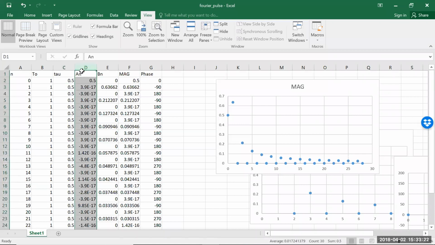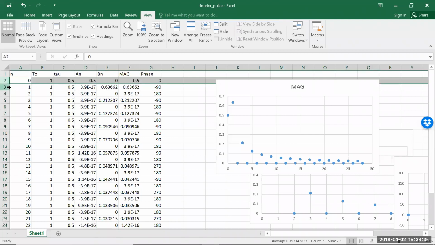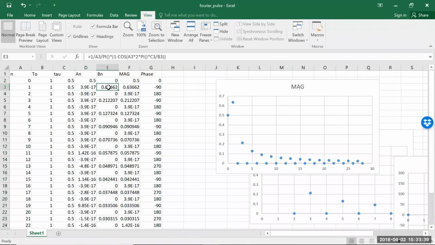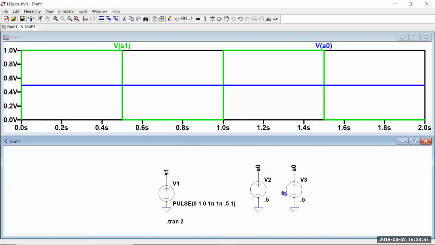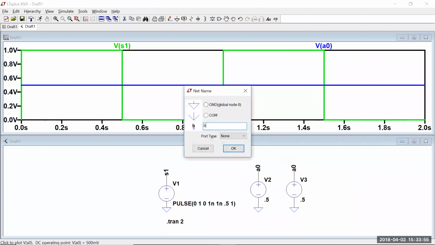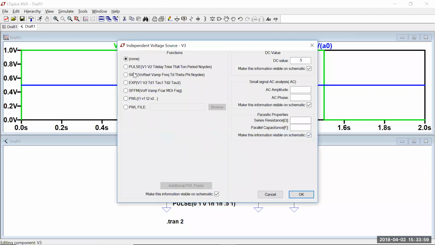So for 50% duty cycle, the ANs canceled out. I mean, we're 0. So then I'm going to go for the BNs. The first BN that is non-zero is in fact when n equals 1, and it's 0.64. Or I'm going to go for the magnitude, all right? And we'll just use 0.64. So I'll call this signal B1. We'll make it a sine wave. No offset, amplitude 0.64. Frequency was 1 hertz, right? Yeah, 1 hertz.